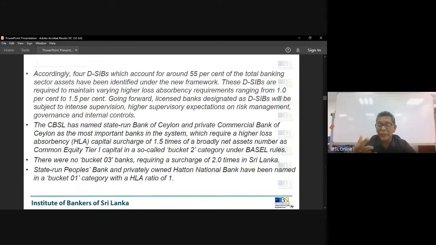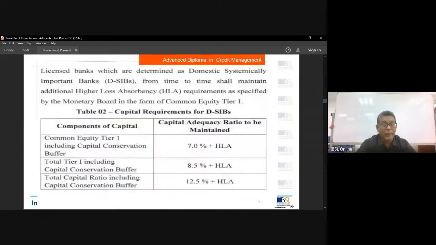Earlier, we had 6 banks, right? Even Sampath was also included. But now, in the present calculation method of the central bank for domestically significantly important banks, we have only 4 banks identified as DSIBs. Okay, right. Now accordingly, here is the requirement. The capital adequacy ratio to be maintained by those banks is 7%, that's the T1. For that you need to add HLA, right? Then T2 includes 8.5, you know how to calculate this.